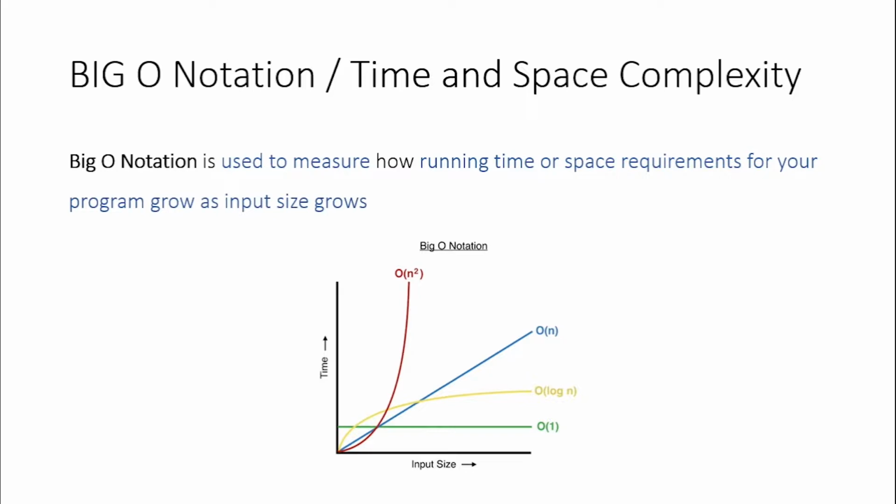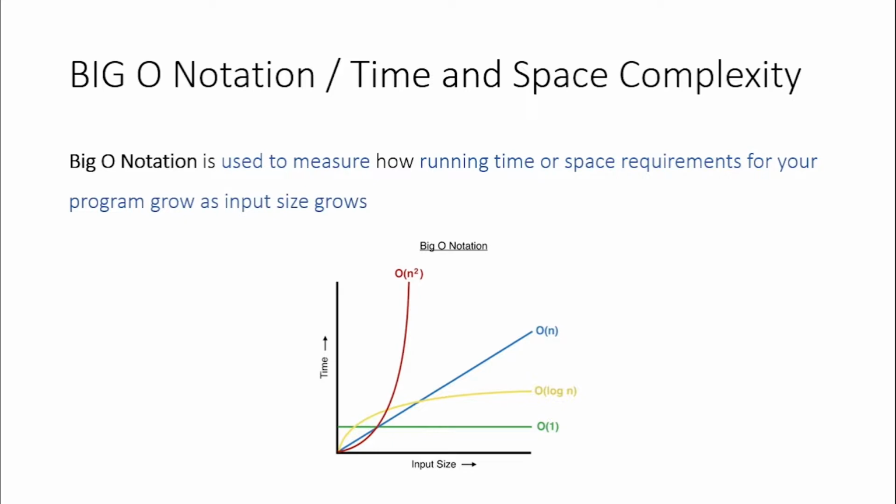Big O notation is used to measure how running time or space requirements for your program grow as the input size grows. Okay, as we can see in this graph, we have input data size along the x-axis, and we have time, or you can also have space along the y-axis. And if you traverse towards the right along the x-axis, our data size increases, and same is true for the y-axis. If you traverse upwards along the y-axis, the time required or space required keeps increasing.